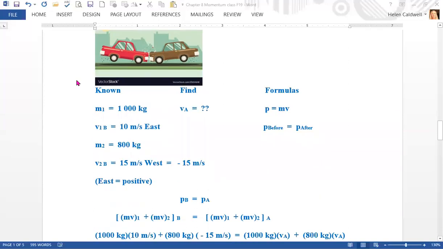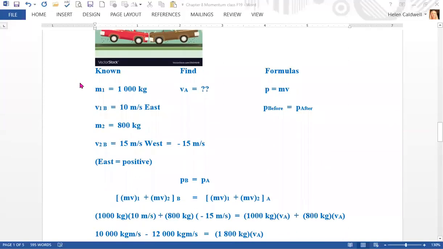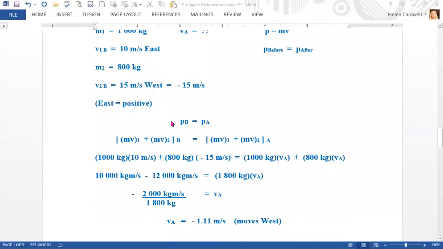So we will set it up. We know mass 1 is 1,000 kilograms, velocity 1 before is 10 meters per second east. Mass 2 is 800 kilograms. Velocity 2 is 15 meters per second west. And if we make east positive, that means west is going to be negative 15 meters per second. We're trying to find velocity after. And we know that momentum is mass times velocity, and momentum before equals momentum after. So mv for 1 plus mv for 2 before equals mv for 1 plus mv for 2 after.